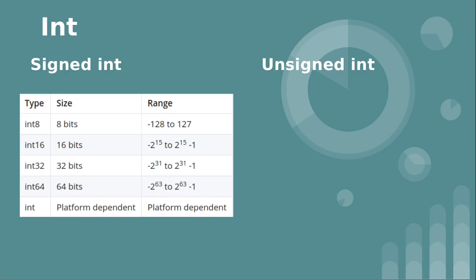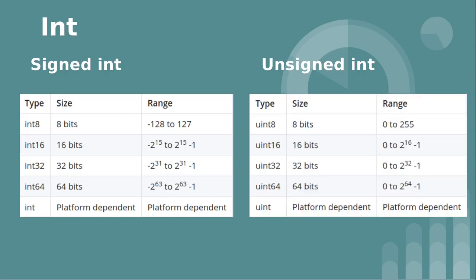Similarly for the others. And here is the int, which is platform dependent, which means that if you have a 32-bit operating system then it will be int 32, and if you have a 64-bit operating system then it will be 64-bit. And same as the unsigned int, but its range starts from 0.